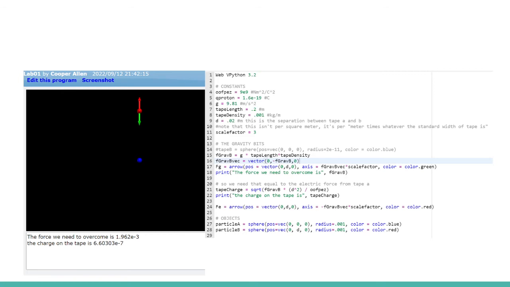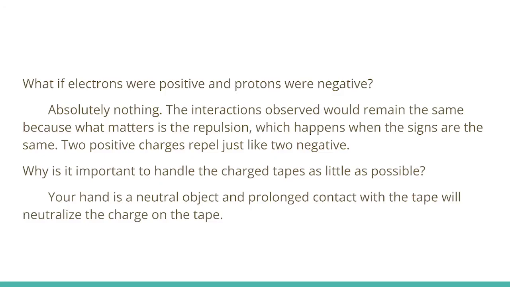D is 0.02 meters, so that's 2 centimeters. That's the distance at which we experimentally found in the real world that the two pieces of tape started to interact electrically. But yeah, that's that bit.